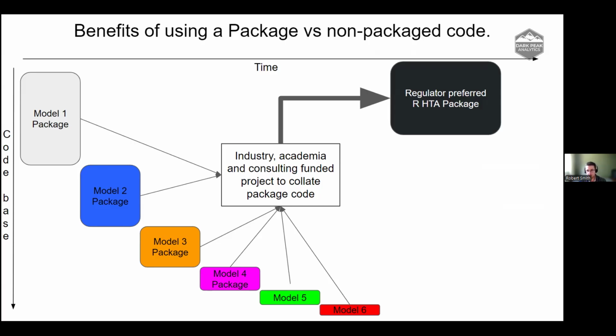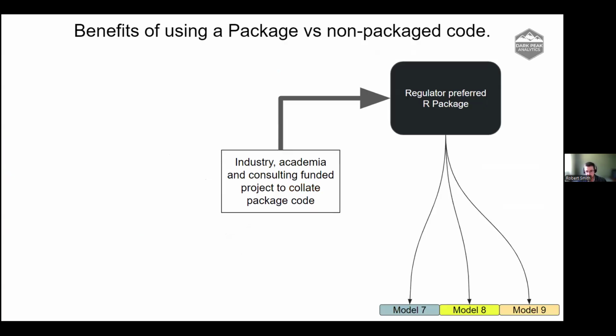to, for example, discount or calculate expected life years or whatever, and then have a regulator say, we prefer that you use this package because it makes it easier for us to review it. Because if you're using the discount function from this package, we can trust that that's correct because we've reviewed that on previous models. And so the idea is that then users for model 7, 8, 9 can just use the functions from that regulator preferred R package.